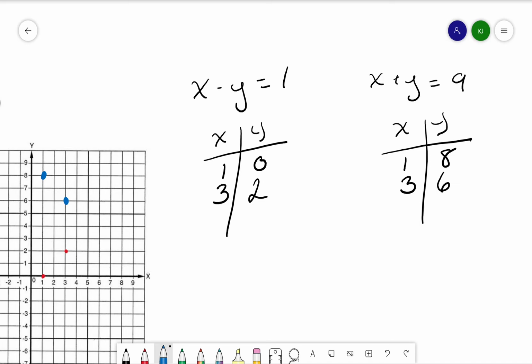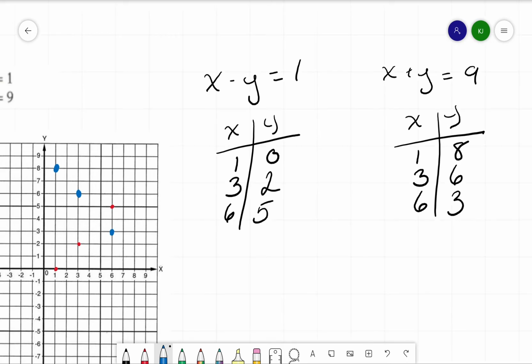Well, we can see over here that we have 6 as a big number, and we already know it. So why don't we just plug 6 into both of them? And then 6 minus 5 is 1, and 6 plus 3 is 9. So now we can go back to our graph and go 6, 5, and 6, 3. And we can see that our lines have finally started to overlap a little bit. So we know that we're getting basically where we need to be.